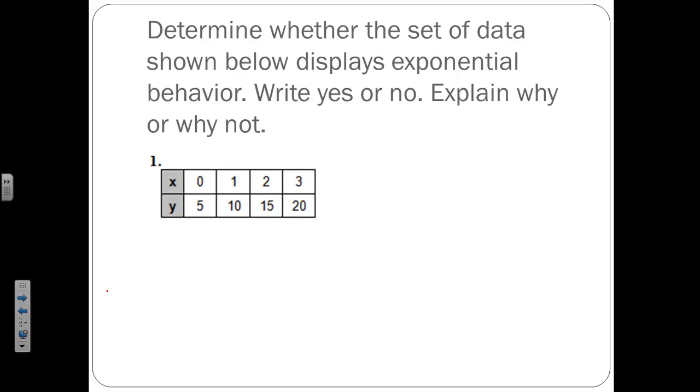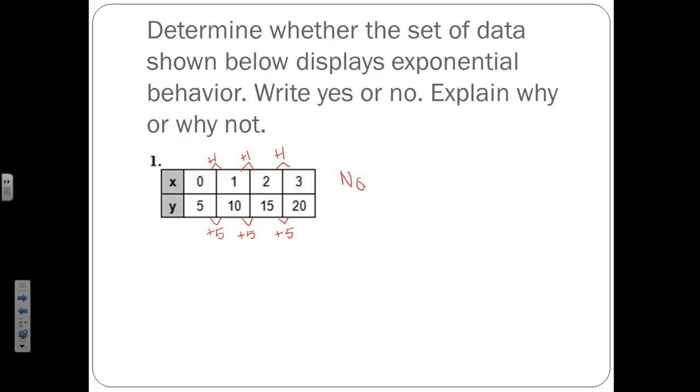So now let's take a look at exercise 1. We want to determine whether the set of data shown below displays exponential behavior. We're going to write yes or no and then explain why or why not. Well, let's take a look at our x terms first. Those are increasing by 1. And then our y values, they are just adding 5. We're not multiplying by anything to get to the next term.